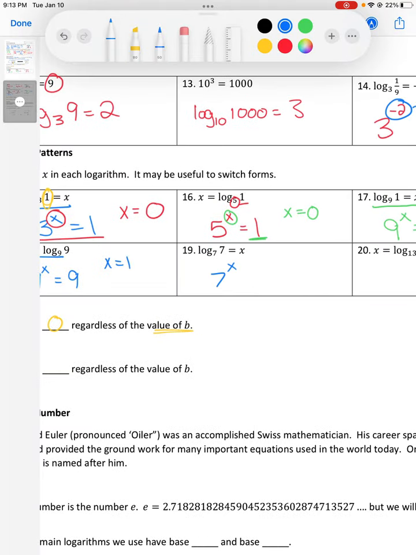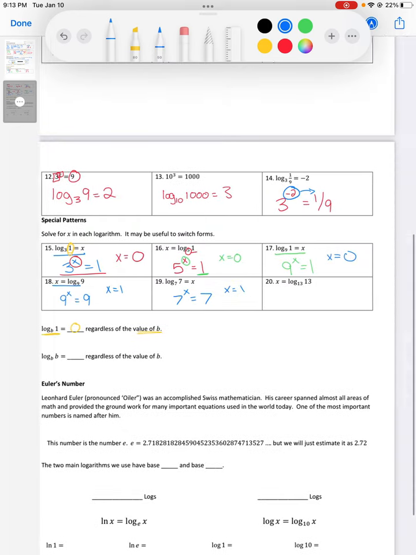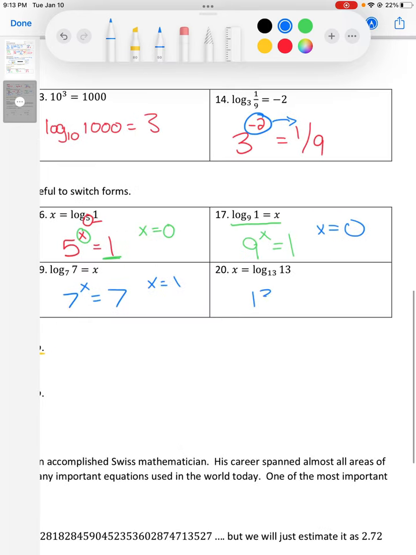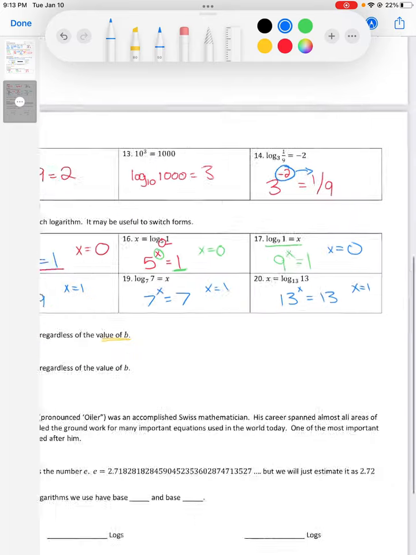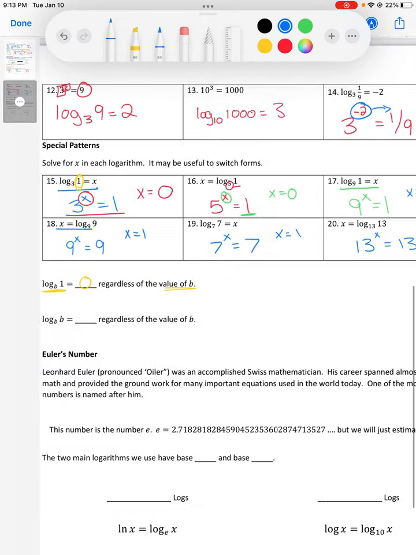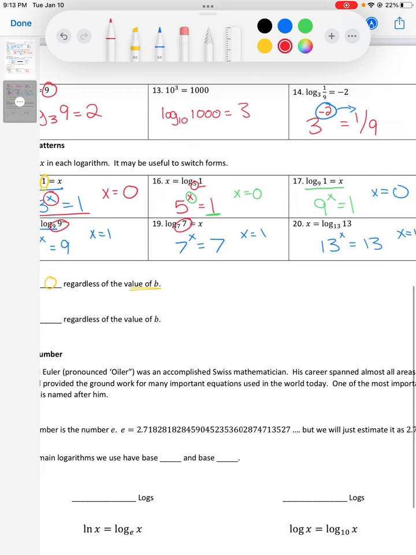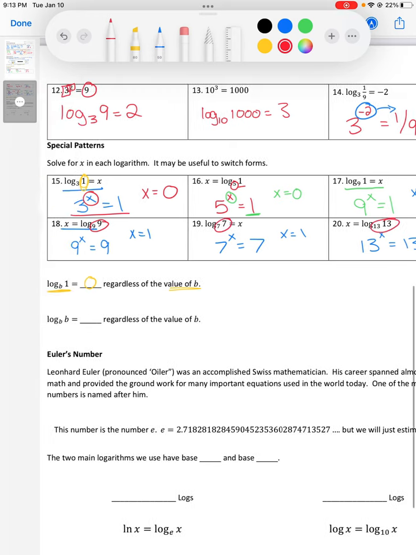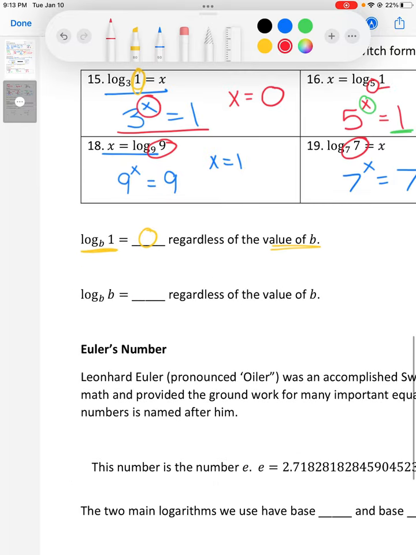Okay, let's go to the next one. Base is 7, it equals 7, so again, x must equal 1. And here, the base is 13, it equals 13, so x must equal 1. So here, when the base of the logarithm matches what you're taking the log of, so 9 and 9, here it was 7 and 7, they match, here 13 and 13. So when they match, no matter what the number is, it's always going to equal 1.